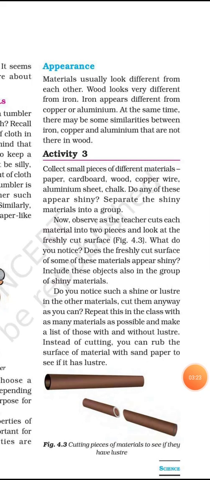You'll see this activity. In this activity, pieces of materials are cut to see if they have luster. Luster means shining. Many objects look shining. See, in the picture they have cut the object and it looks shining. Like that, near your house also you can see many types of objects which shine. You can make a list of which objects shine and which objects do not shine.